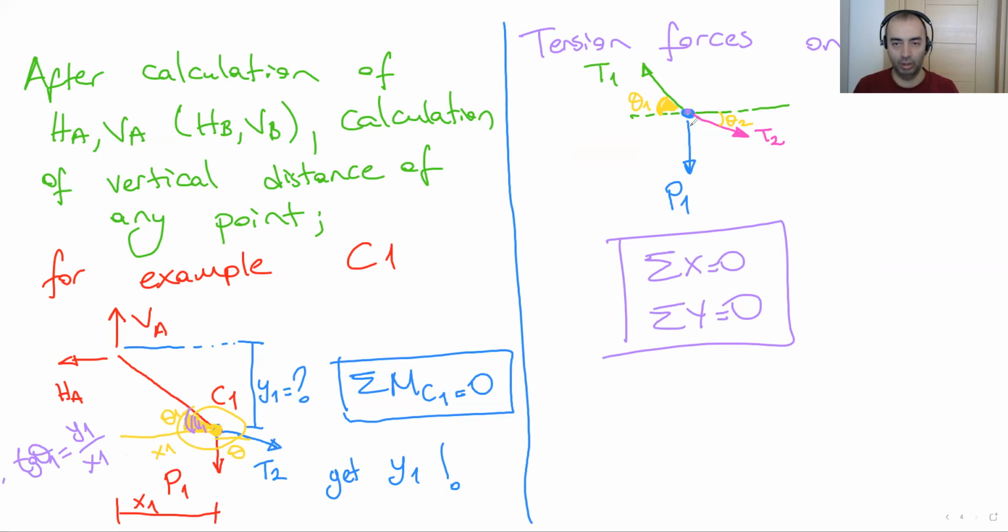There's no moment, we know that. That's why we don't use any moment equation here. Total x and total y equals 0. You can write total x and total y for this point. If you write these equations, you can get T1 and T2. This is the cable under point load. This looks really complicated for you, I know.